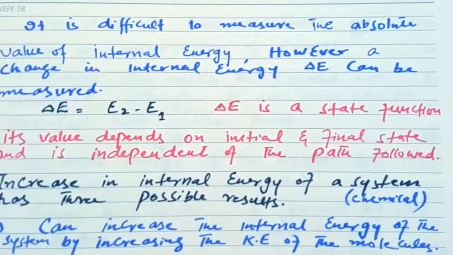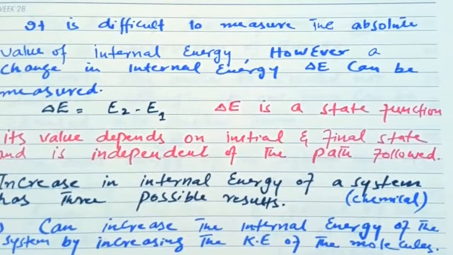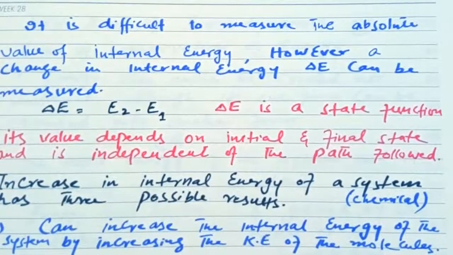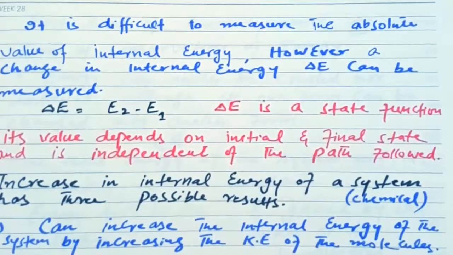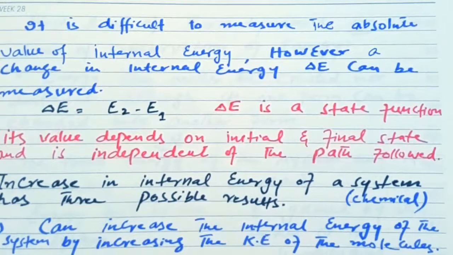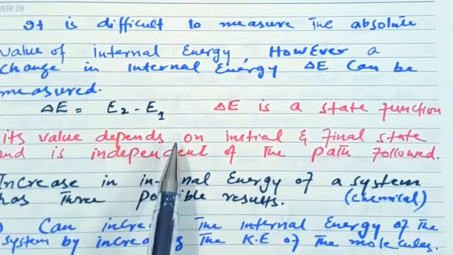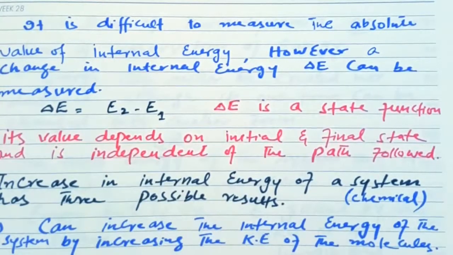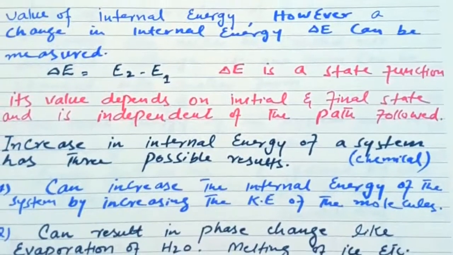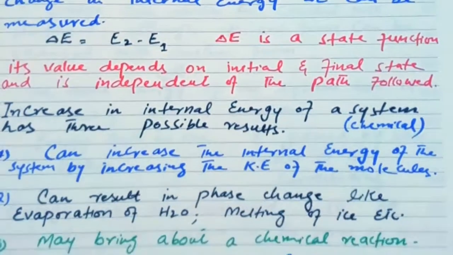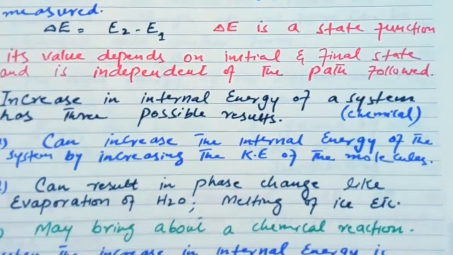Now how do you measure the internal energy? Let's remember that it is difficult to measure the absolute value of internal energy. You cannot measure the absolute value of internal energy, but you can measure a change in internal energy, because the system changes from initial state to final state, so there must be a difference. That difference can be measured according to this equation: delta E is equal to E2 minus E1, where delta E is also a state function because it depends upon the initial state and final state only, but is independent of the path followed.